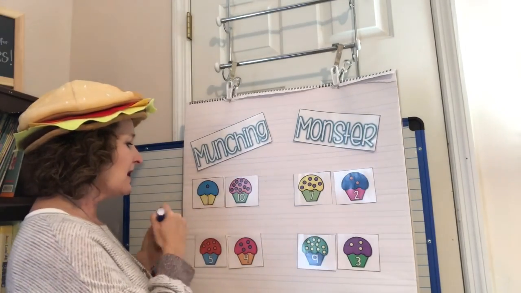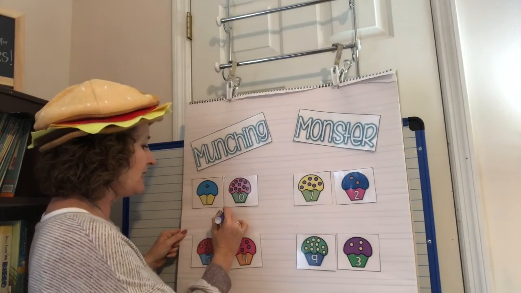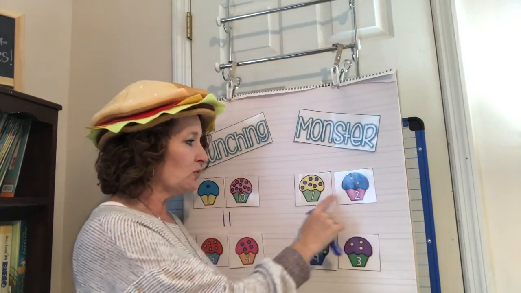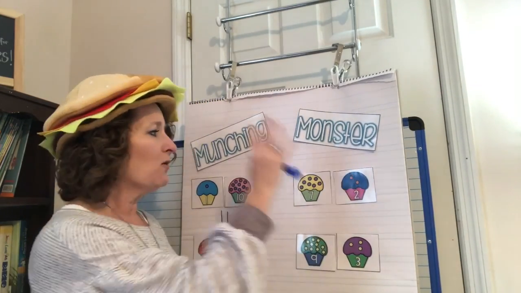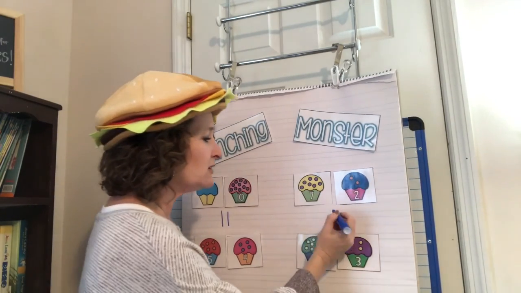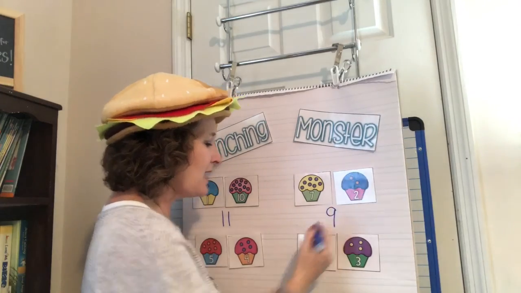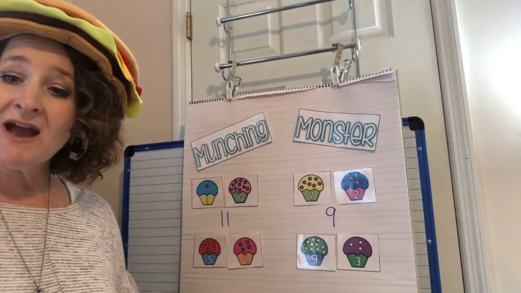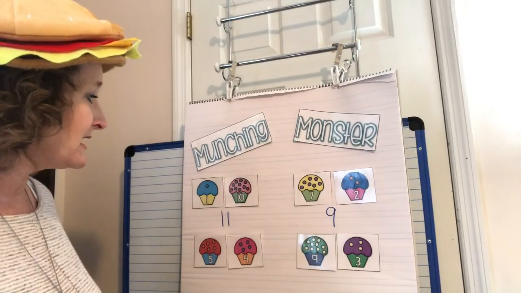10, one more is 11. So I'm going to write an 11 right here. And then on this side, I have 7 and 2. 7 and 2, how many is that? Well, 7, and I count up 7, 8, 9. So 7 and 2 makes 9. So now I know there's 11 on this side, and there's 9 on this side. So now I know which munching monster I can use.